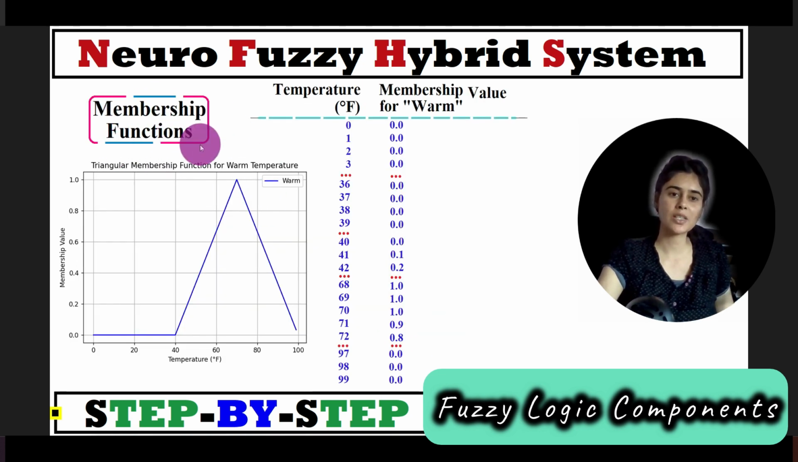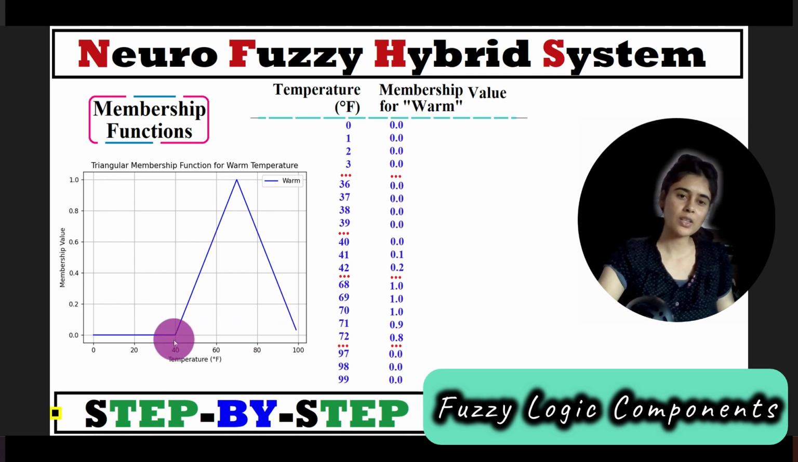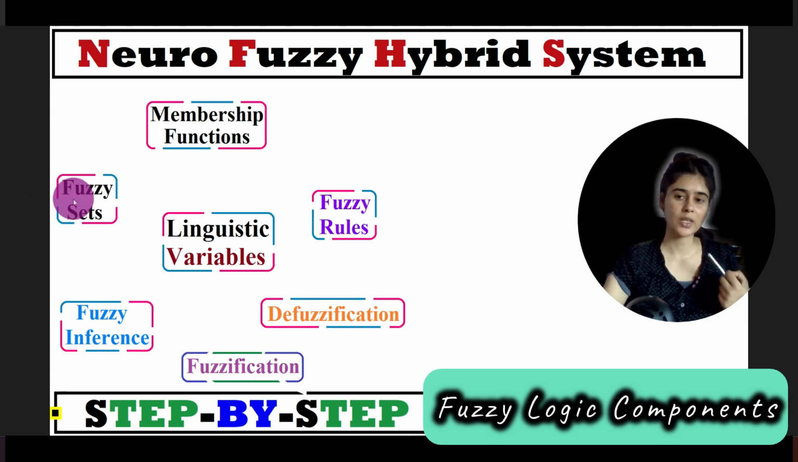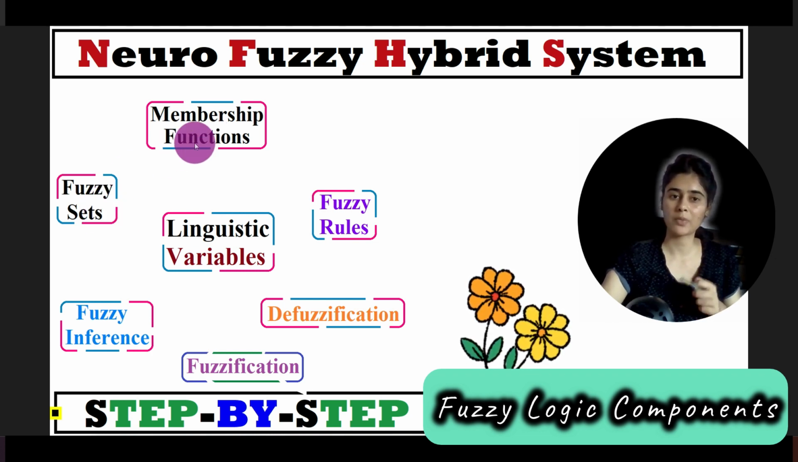Next we have membership functions. Each linguistic variable is associated with one or more membership functions. For example, you can see we have variable temperature, and its value warm. Membership functions are represented as curves or fuzzy sets that assign values between 0 and 1. These values indicate the degree to which an element belongs to a particular set. Next we have fuzzy set that represents the extent to which an element belongs to a set. Each element has a membership function between 0 and 1 that indicates the degree of membership.